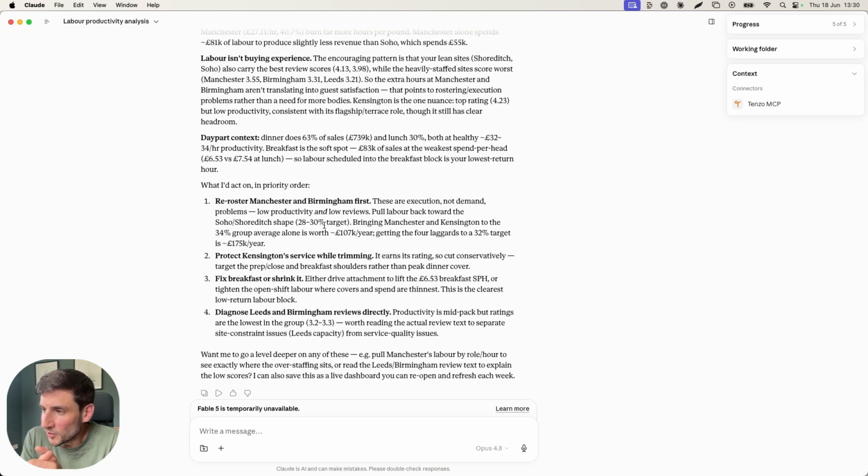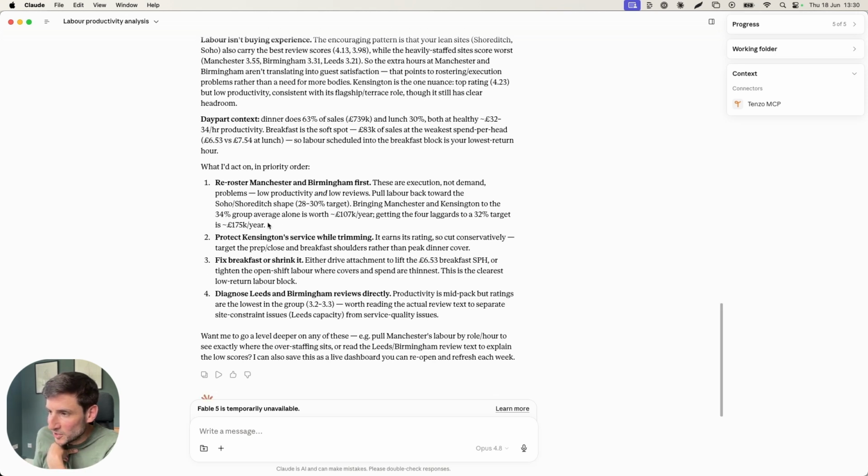So re-roster Manchester and Birmingham. These are execution, not demand problems. So low productivity and low reviews. So pull labor back towards Shoreditch, Soho, Shoreditch shape, which is interesting. So actually making me a recommendation on that. Protect Kensington service while trimming. It earns its ratings, so cut conservatively.